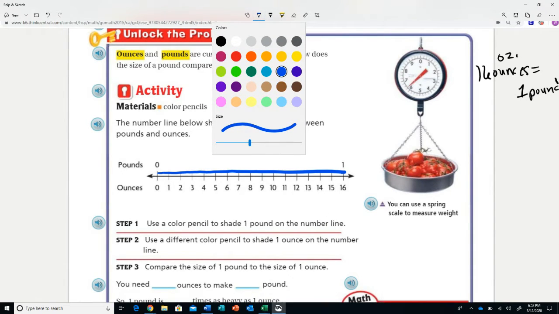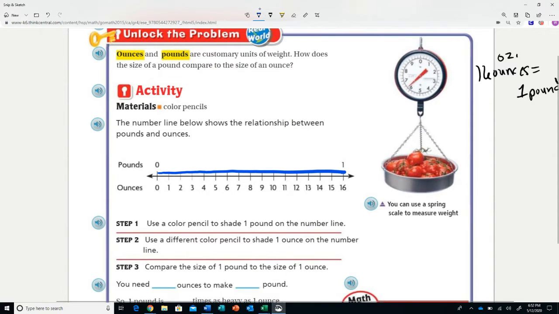Oftentimes meat is sold by the pound. Fruit and vegetables are sold by the pound. Things like that. Anything you'd put on a scale or have weighed at a grocery store is going to be measured in ounces and pounds.